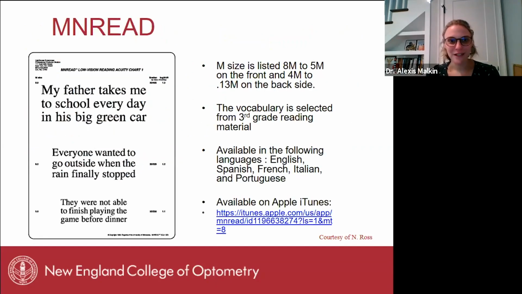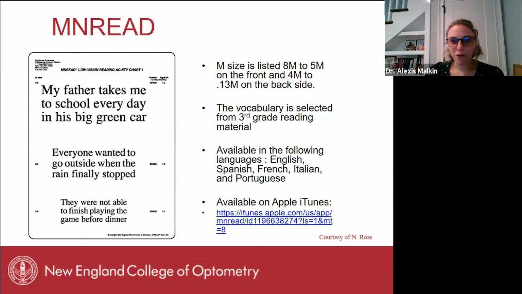So I love the MN Read card. Like I said, there's many different ways to do continuous text. The MN Read is currently available in English, Spanish, French, Italian, and Portuguese. There are other continuous text cards available in Arabic, in Hebrew, in other languages.